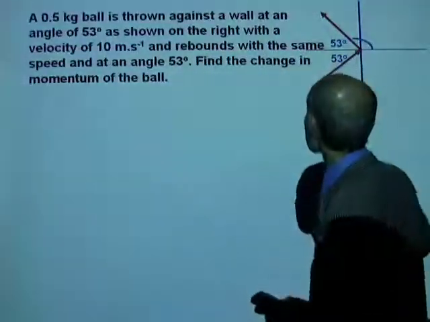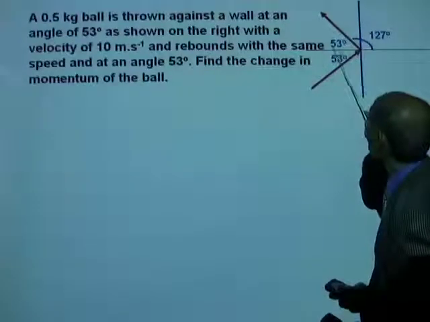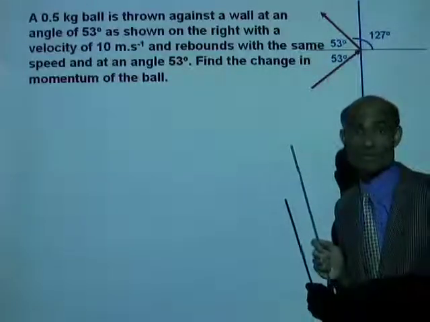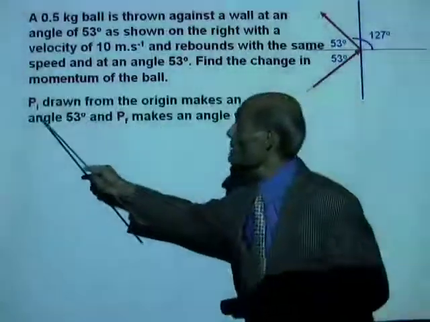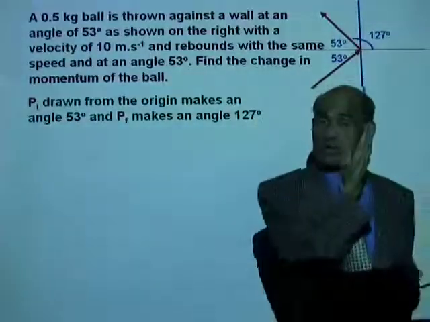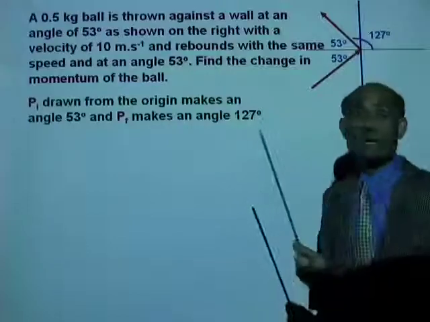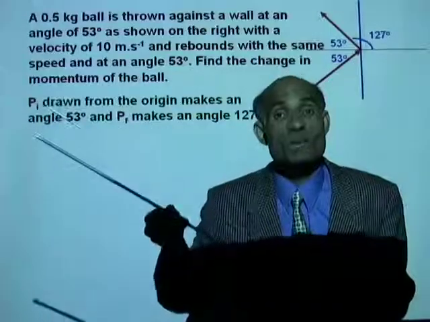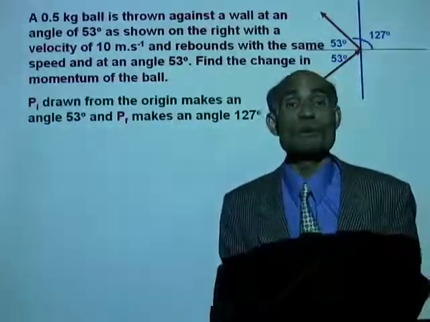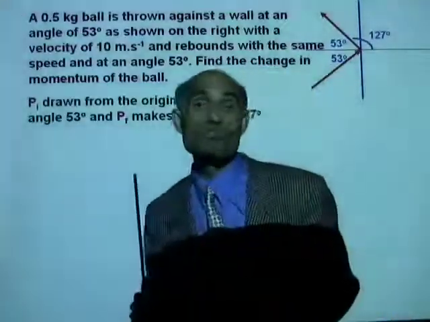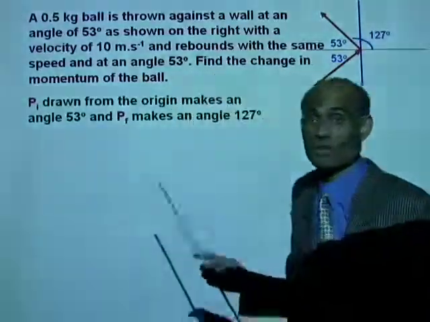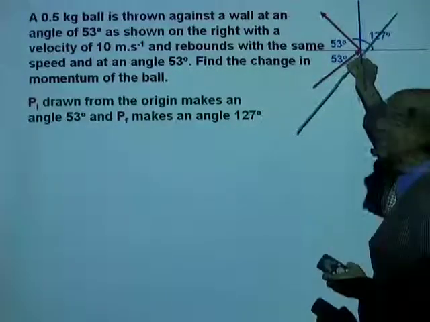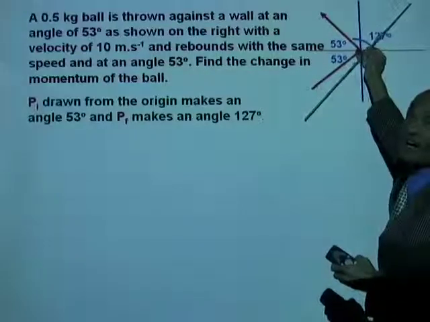Okay, let's do that. Now, if this angle is 53 degrees, then this angle will be 127 degrees. Is that right? Okay. Now, this problem can be made simpler by drawing both vectors from the origin. What are the two vectors? The initial momentum vector and the final momentum vector. Now, in order to do that, all you need to do is translate this vector so that its tail is now on the origin.